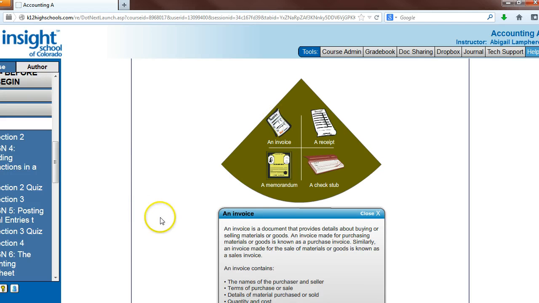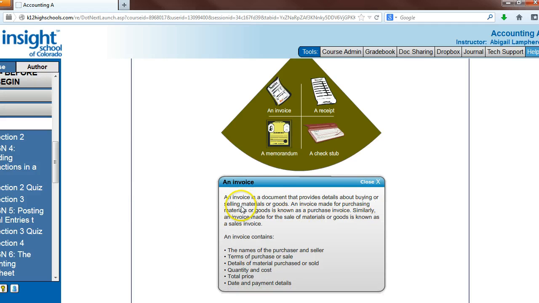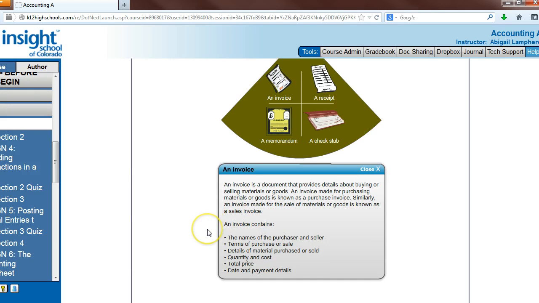An invoice is a document that provides details about buying or selling materials or goods. The invoice made for purchasing materials or goods is known as a purchase invoice. Similarly, an invoice made for the sale of material or goods is known as a sales invoice. So sometimes if a company purchases material from another business, they might put together a purchase invoice as documentation, or if you sold materials to another company, you might create a sales invoice indicating the sale and documenting that.